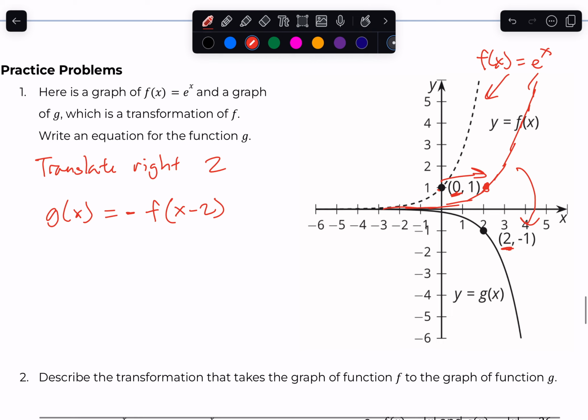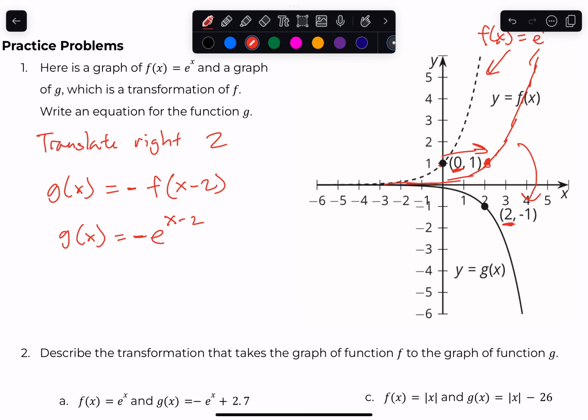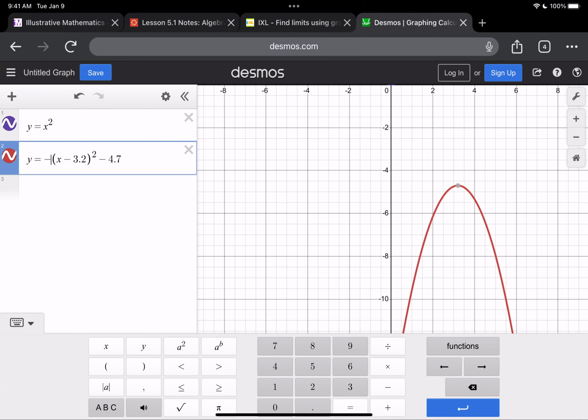So how does that look in the equation? G of x is equal to negative e to the power of x minus 2. That's what I put inside my equation. Instead of x, I put x minus 2. And I made it flip, so I'm going to make it negative on the outside. Let's take a look and see if that actually worked. So I'm going to go and graph these two equations in Desmos.